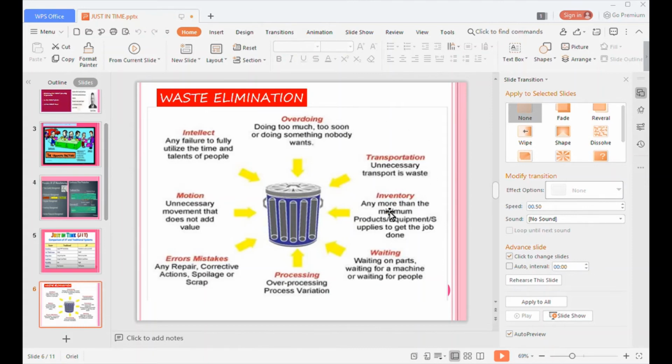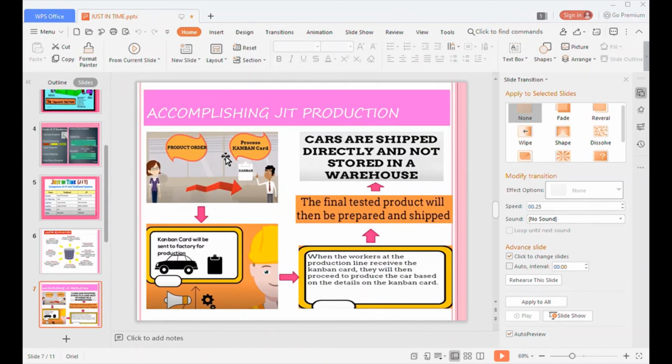Okay, the transportation or unnecessary transport is a waste. Inventory is a waste. Waiting is a waste, and the processing, the non-essential or non-necessary processing, is a waste. Errors and mistakes are also a waste. And then the motion, the unnecessary movement of products in the warehouse, that is a waste. And lastly, when you do not empower your people, when you do not utilize the skills and talents of your people. How does JIT accomplish its production?